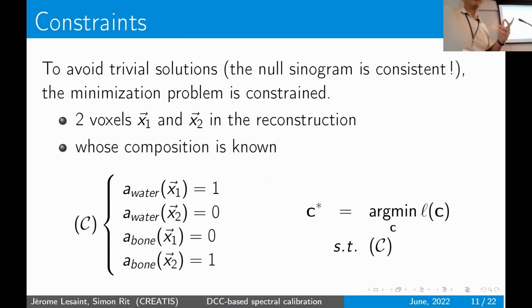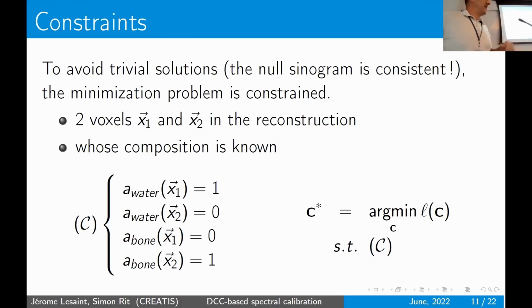Of course, there is a trivial solution to that minimization problem, which is the null sinogram, which is perfectly consistent. In order to avoid the null sinogram, we need to constrain the problem. So we give ourselves two reference voxels: one for which we know it is a pure water voxel, and another voxel for which we know it is a pure bone voxel.